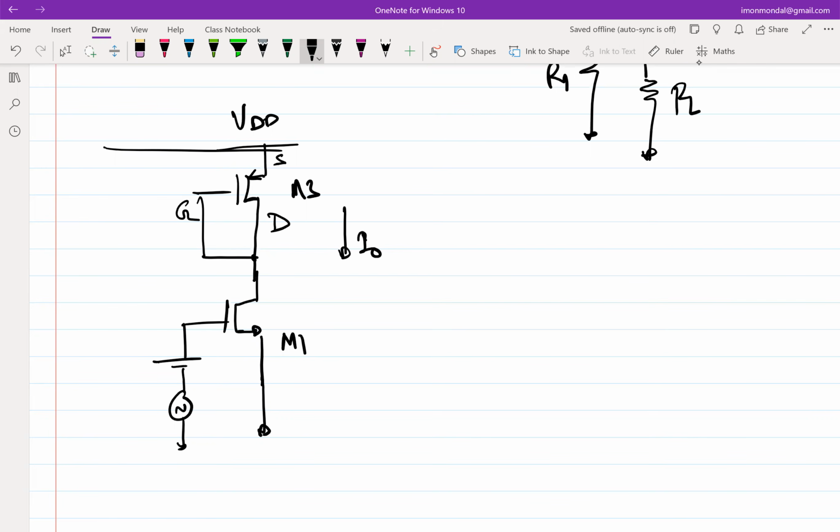It will be in saturation, no issues. Impedance will be very small. Correct, right? So, okay, let's get to the impedance first, then we'll get to who is setting the current, right? So what is the impedance looking in here?